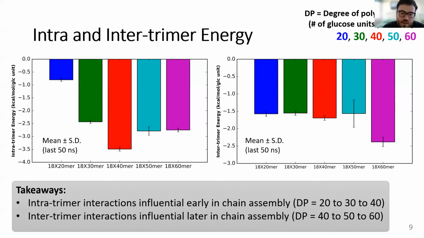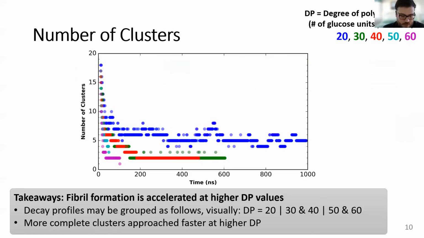So on the left side, you can see it trends up from 20 to 30 to 40 and then remains constant, whereas on the right side, the interactions between trimers remain relatively constant and then trend up for 50 and 60. And essentially what this is telling us is that as these chains come out of the synthase, interactions within a trimer are a lot more influential at first. As the chain grows, it forms interactions between trimers, and then once it gets long enough, it starts to interact between different trimers.